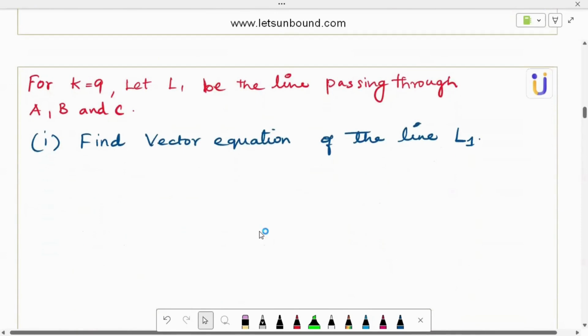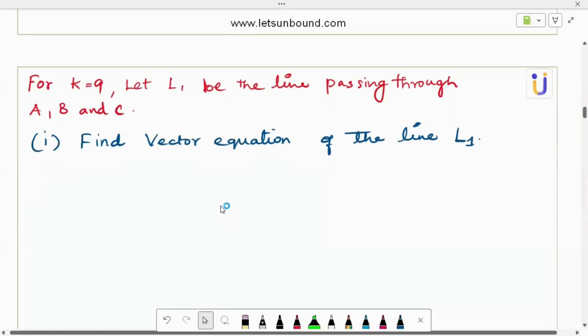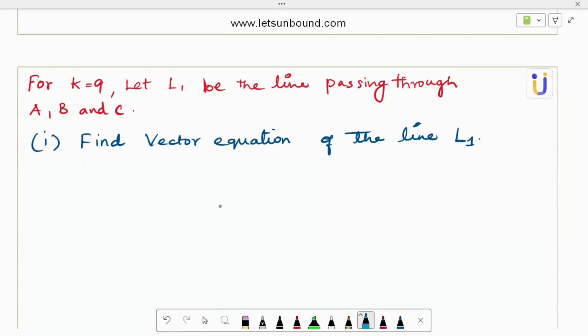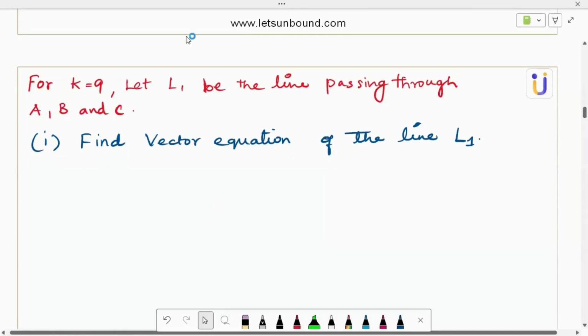For K equal to 9, let L1 be the line passing through A, B, and C. Okay, so a line is passing through this. Find the vector equation of the line L1, and there is also one more sub question. Altogether, it's 10 marks. Let's do it. So what is the vector equation of a line? Let's see here. This is the formula sheet.